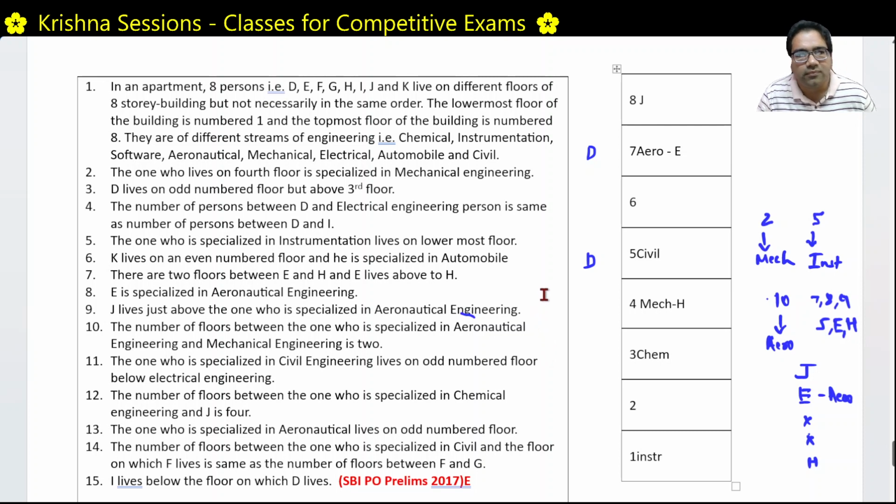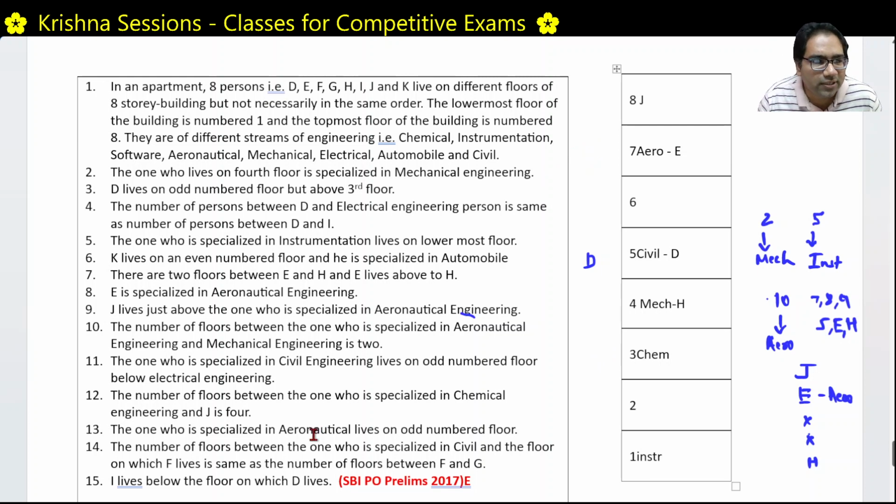Now let's look at condition number 3 again. D lives on an odd number floor, but above the third floor. That means D is not 1, D is not 3. D has to be 5 or D has to be 7, right? Now 7 is already taken by E, so D has to be 5 only. D has to be above 3, so this is already gone. Right, so this is the condition.